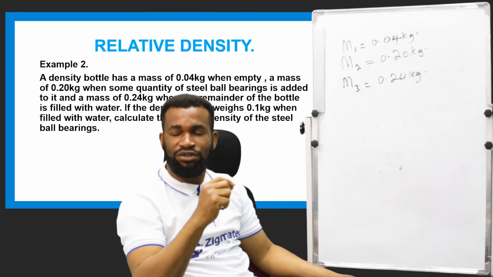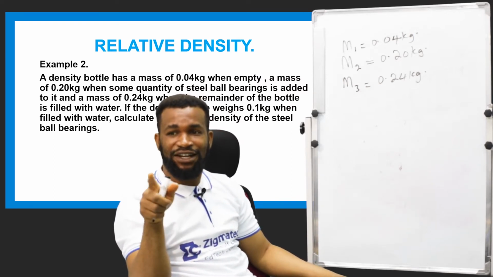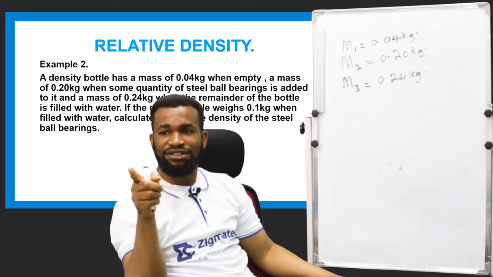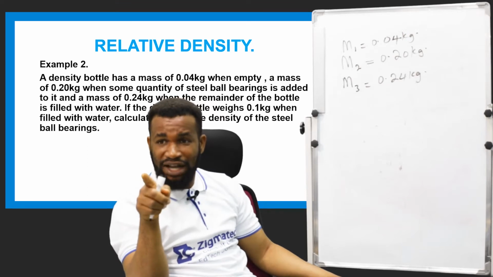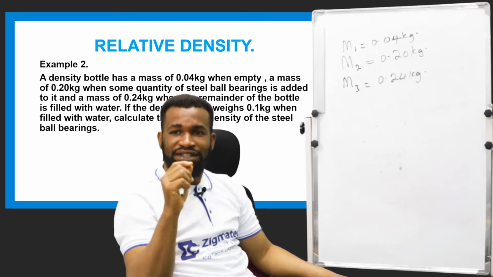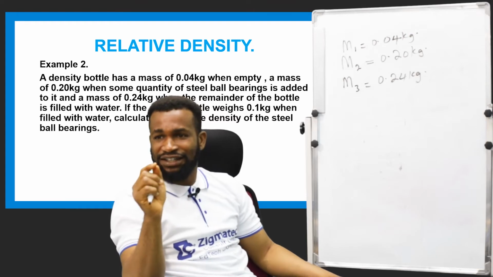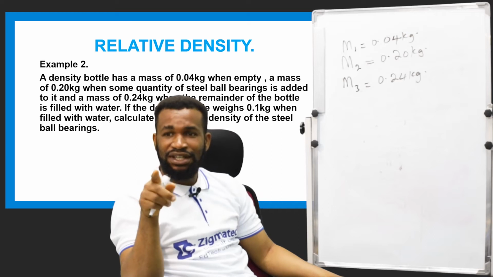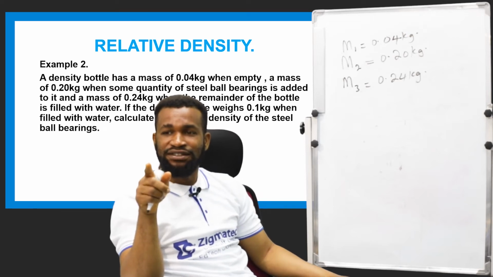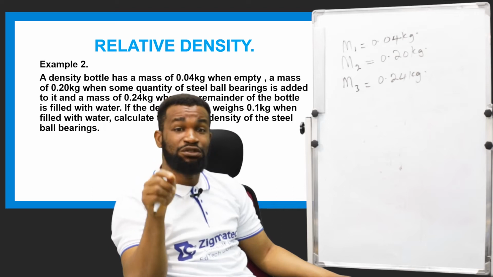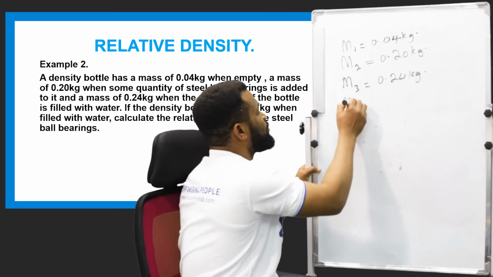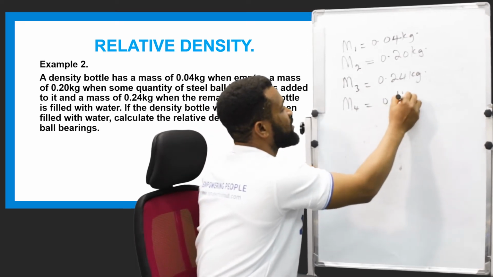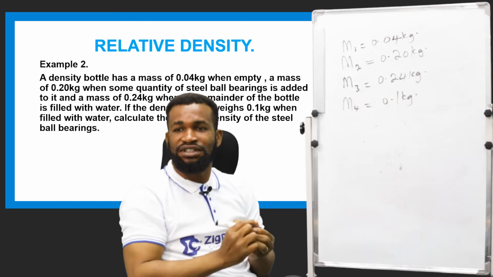Now, you see that the first mass, which is 0.04 kilogram, is the mass of the density bottle when it is empty. Now, if the density bottle weighs 0.1 kilogram when filled with water, I will call that M4, 0.1 kilogram. Now, what is the question?